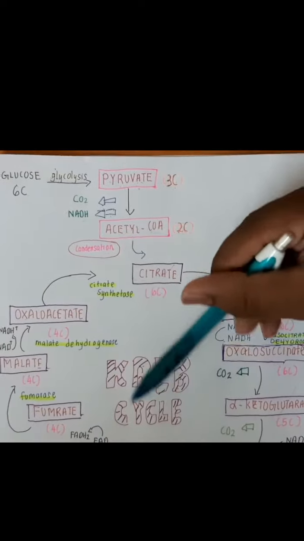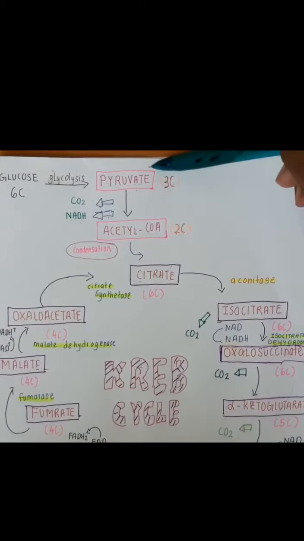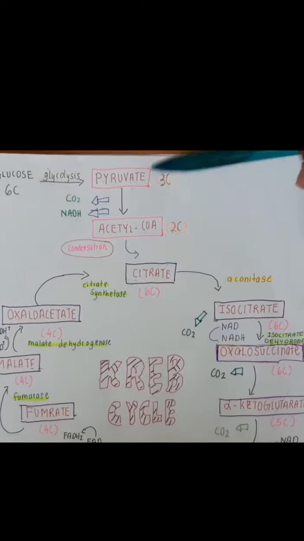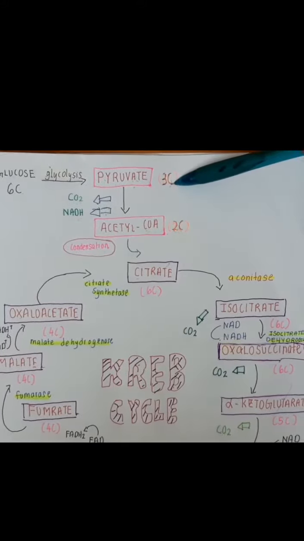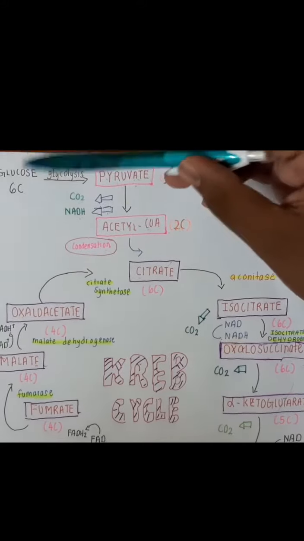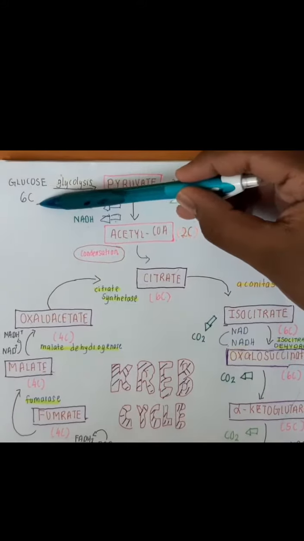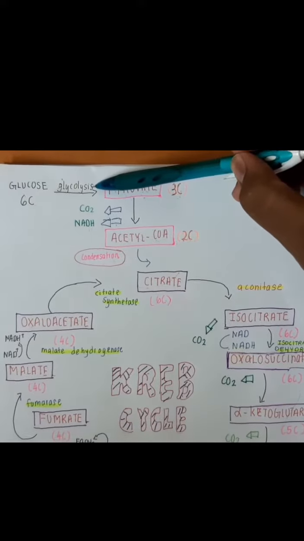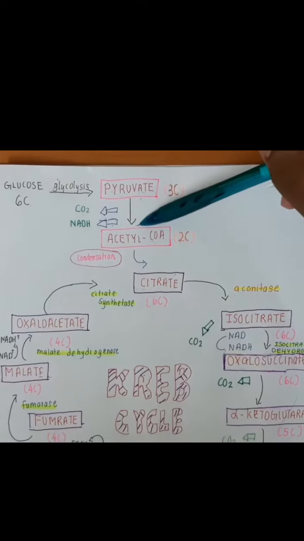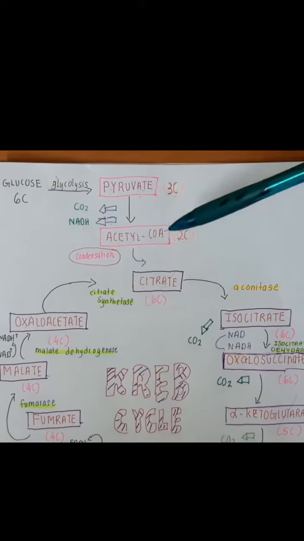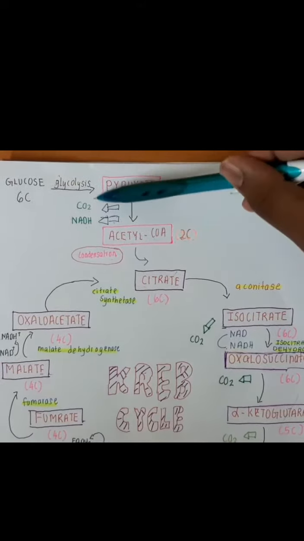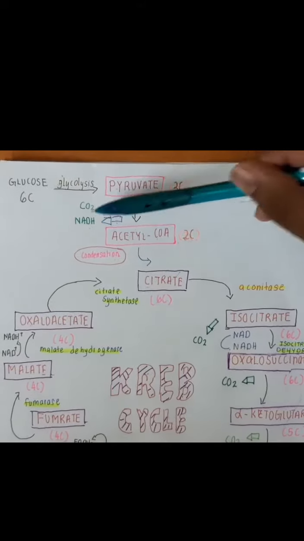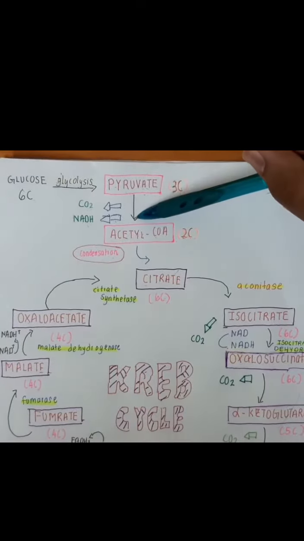In the Krebs cycle, the first biomolecule we are going to see is pyruvate. Pyruvate is a 3-carbon molecule. Pyruvate derives from glucose, a 6-carbon molecule, through the process of glycolysis. Pyruvate is oxidized to acetyl CoA, which is a 2-carbon molecule. Carbon dioxide and NADH are generated.